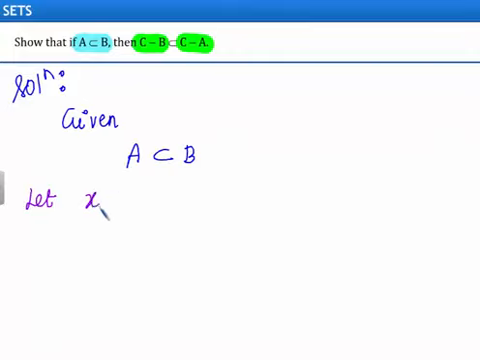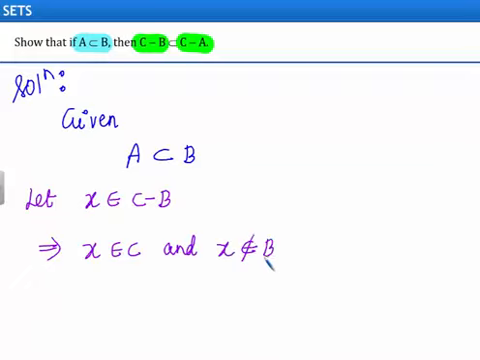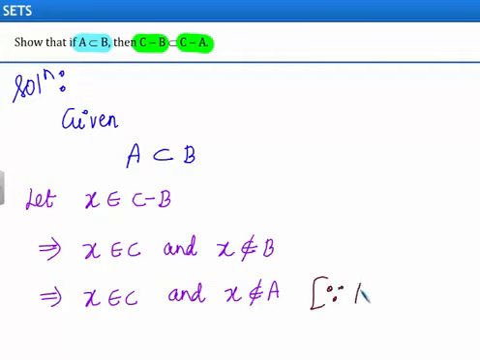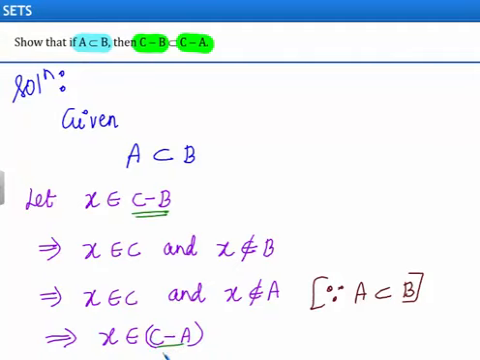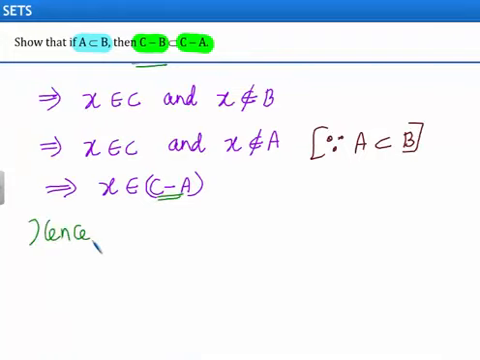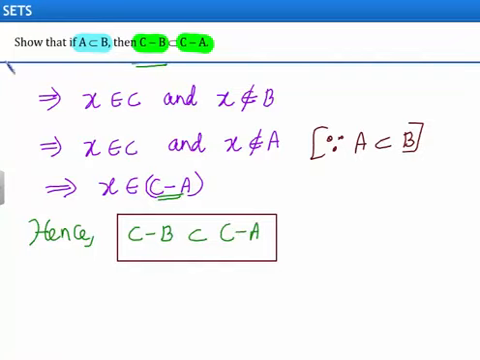Let us assume X belongs to the set C minus B. So this implies X belongs to C and X does not belong to the set B. This is according to the definition of C minus B. So this implies X belongs to C and X does not belong to the set A, since A is a subset of B. This implies X belongs to C minus A. Therefore, we have C minus B is a subset of C minus A. Hence, C minus B is a subset of C minus A. This completes the solution.